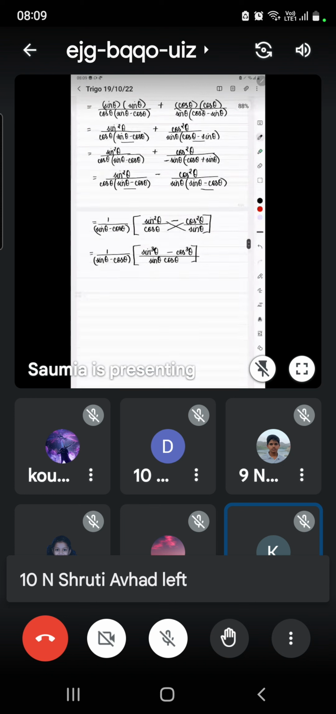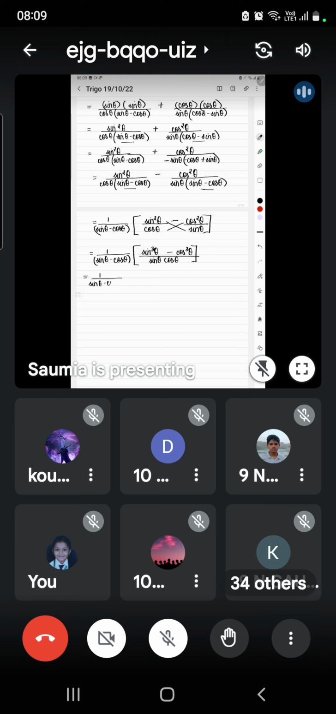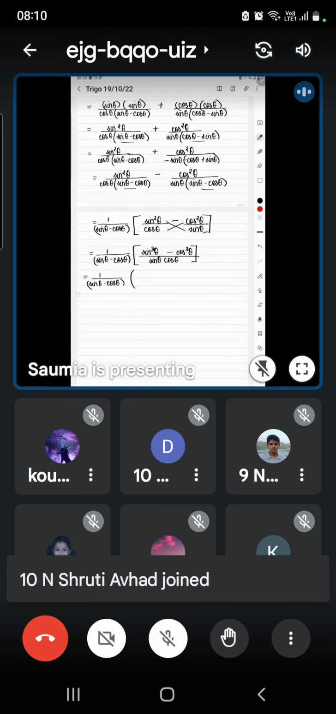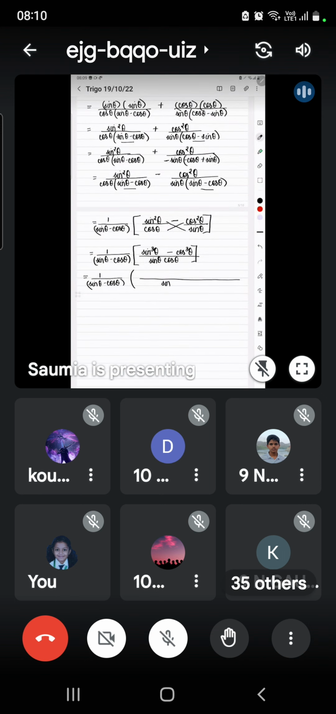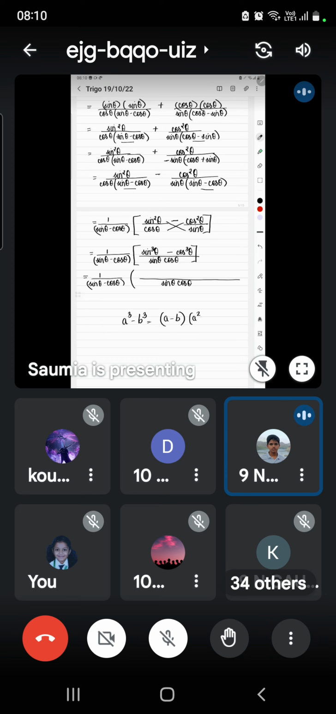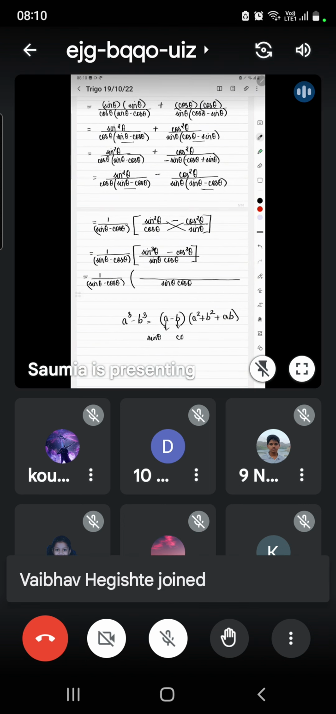Yes, ma'am. Okay. Now we are going to simplify this. How? You all have to tell me. A cube minus B cube identity. Yes. Use the a cube minus b cube identity. Now denominator I'm copying as it is. What is a cube minus b cube? Forgot? A cube minus b cube is equal to A minus B into A square plus B square plus AB, correct? Where our A here is sine theta and our B here is cos theta.